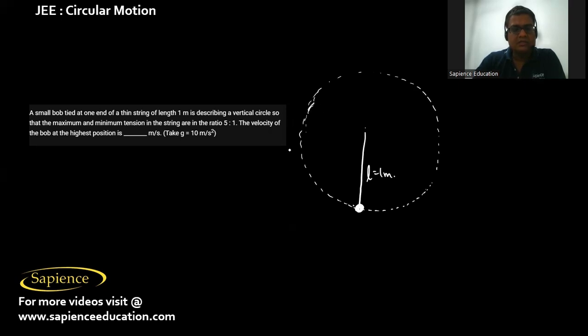So that the maximum and minimum tension in the string are 5 is to 1. The velocity of the bob at the highest point is? So to find what is the velocity of the bob at the highest point. The maximum tension will be at the lowermost point, and the minimum tension will be at the highest point.